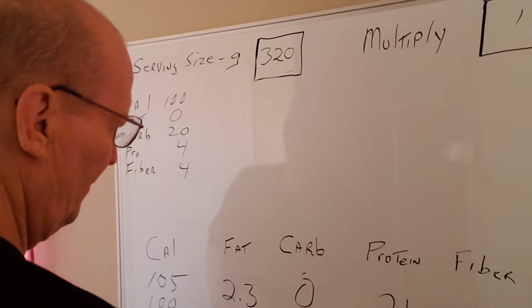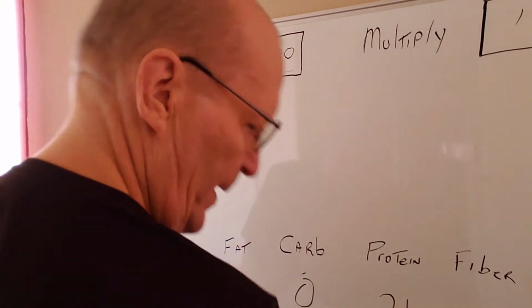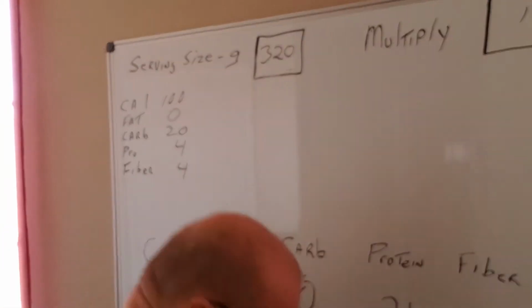20 on the carbs. 4 and 4. All right. Moving right along. What's our next item?